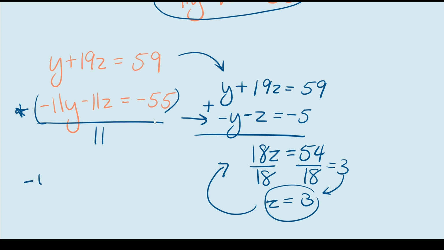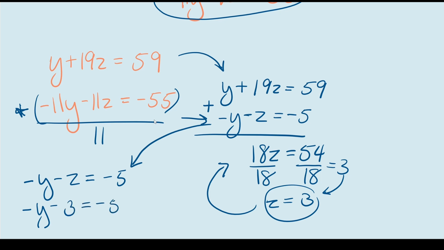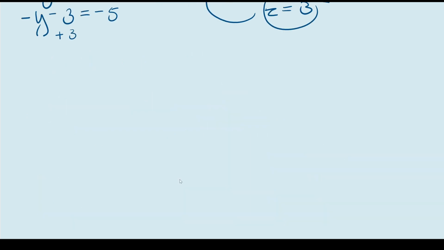Taking this equation here, I had negative y minus z equals negative 5. Now I know z is equal to 3, so let's go ahead and plug that into the equation. Negative y minus 3 is equal to negative 5. Okay, so now we can solve for y. Let's add 3 to both sides so we can separate our variable from the numbers. That should give us negative y equals, these cancel out, and negative 5 plus 3 is negative 2. So negative y is equal to negative 2, so that means y is equal to 2.